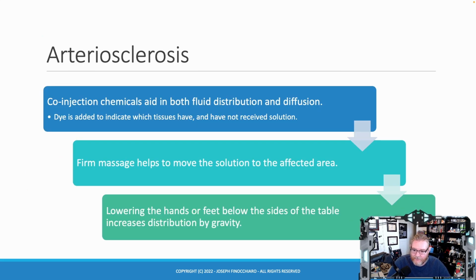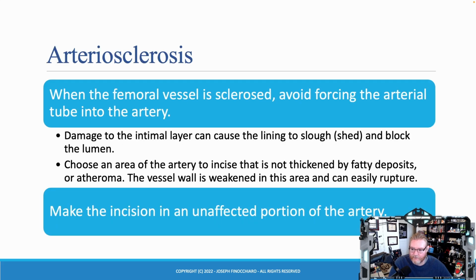Co-injection chemicals aid in both fluid distribution and diffusion. Dye is added to indicate which tissue have and have not received solution. Firm massage helps to move the solution to the affected area, and lowering the hands or feet below the sides of the table increases distribution by gravity.